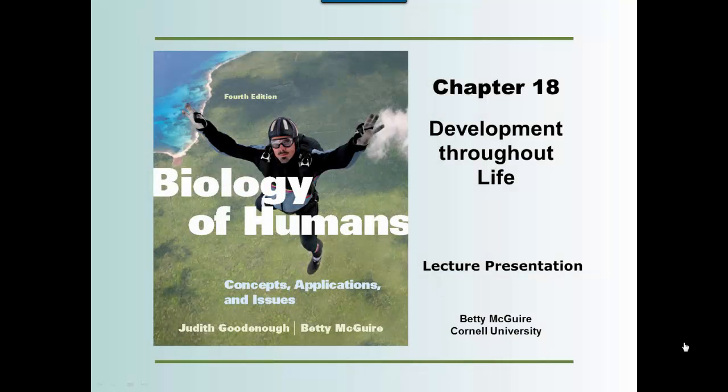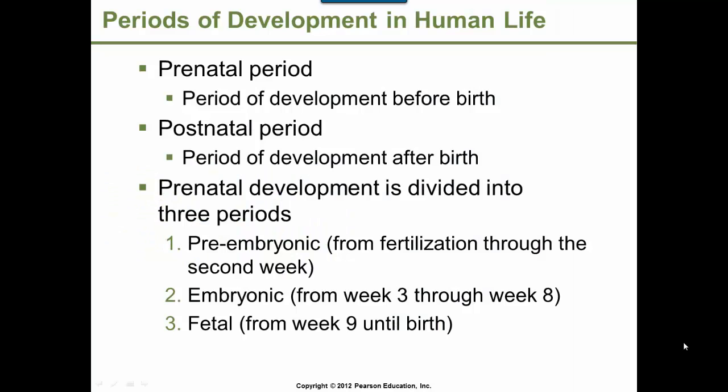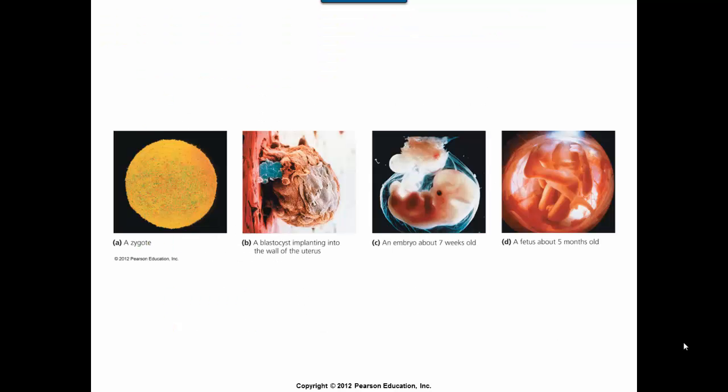Chapter 18, Development Throughout Life. The periods of development in the human life can be divided into the prenatal and postnatal periods. The prenatal period is the period of development before birth, whereas the postnatal period is the period of development after birth. The prenatal period can further be divided into subgroups of pre-embryonic period, which is from fertilization through the second week, the embryonic period from week 3 through week 8, and the fetal period from week 9 until birth.